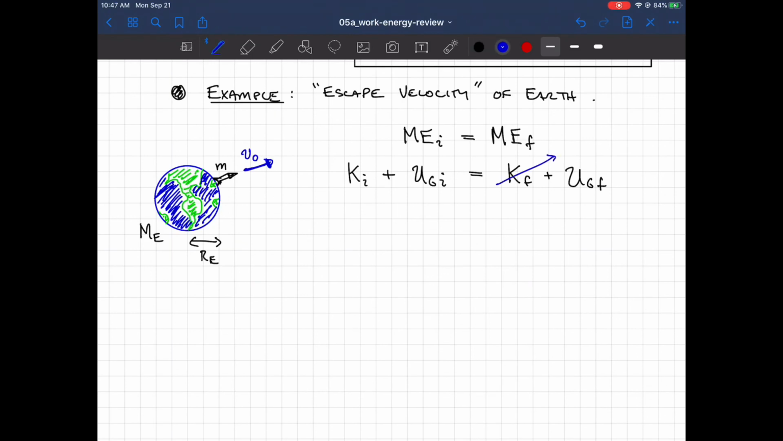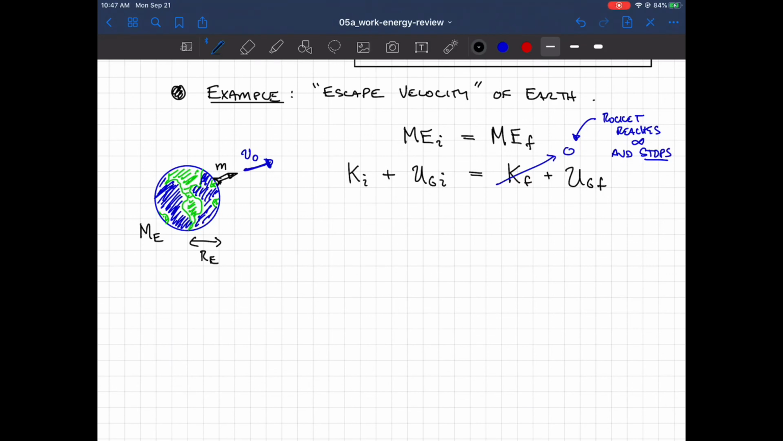What we'll assume is that we'll let the final velocity of the rocket go to 0. So what that means is the rocket reaches infinity and stops. Now you could give it some velocity there so it could continue on its way, but you don't have to.